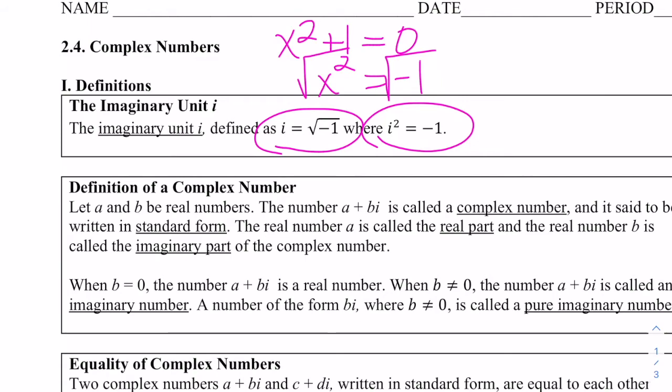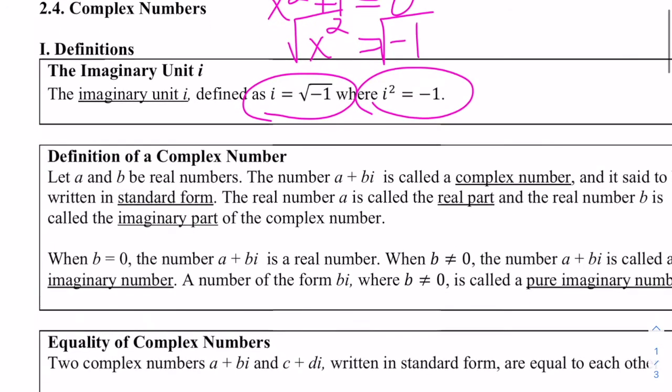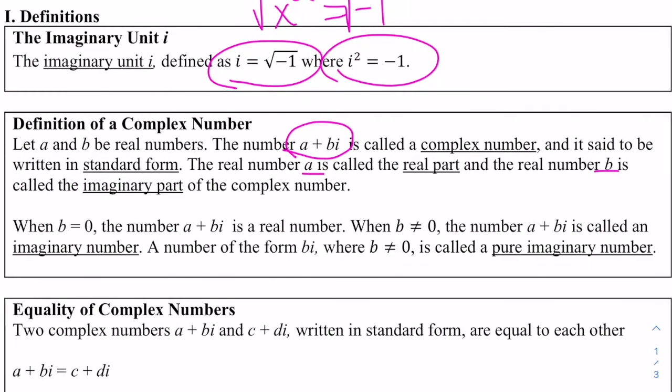When we have the imaginary units, they are defined in the complex number system. The complex number system comprises of two parts. a is the real part of the complex number, and b, as long as b doesn't equal 0, is the imaginary part. If you do have a number in the form bi, where a equals 0 and b does not equal 0, this is called a pure imaginary number.